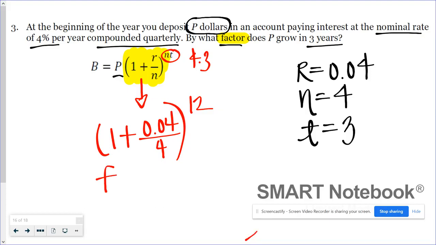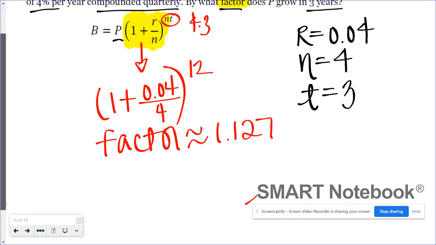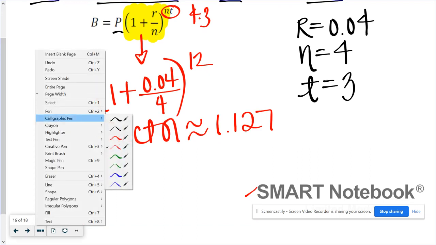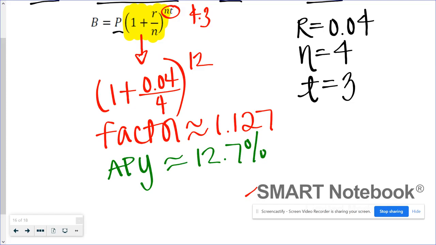I get that my growth factor is approximately 1.127. And that's what it's asking for: by what factor does P grow in 3 years' time? It's going to grow by a factor of 1.127. Which really, what does that even mean? To illustrate, if that's the growth factor, then the APY, the effective rate, is going to be 12.7%. So my investment is going to grow by 12.7% in those 3 years' time.